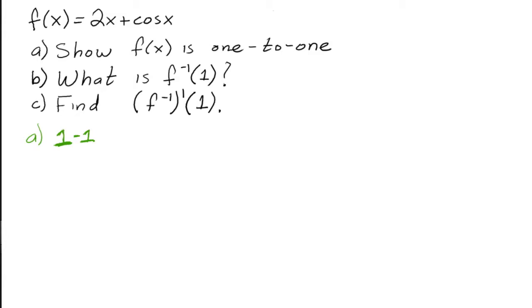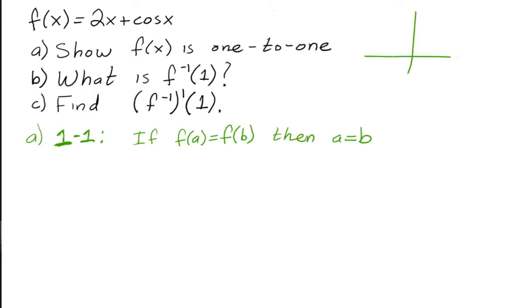So in other words, if you have f of a is equal to f of b, then a must equal b. Graphically, what this means is that if you have one y value, it can only come from one single x value. For example, if you've got this y value, let's say that's 3, well, that's not 1-to-1 because this one comes from two different x values.